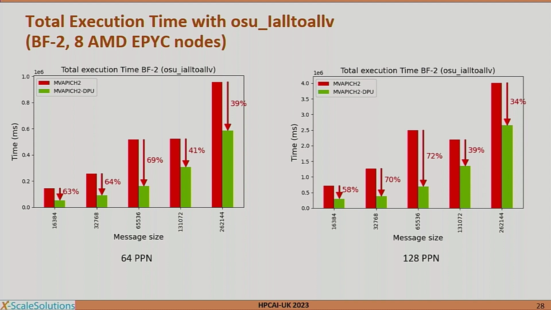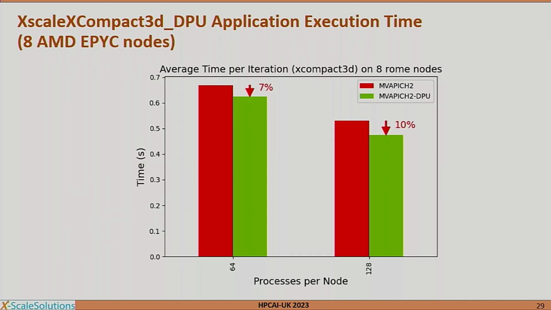Then we took this XCompact3D code. I think this is a UK code. We have been working on it, Paul, some of you are familiar. Nobody was able to show benefits. They were able to show 3%, 4%. Now we have pushed it to 10%. It's not a very impressive number, but this is a very complex code.